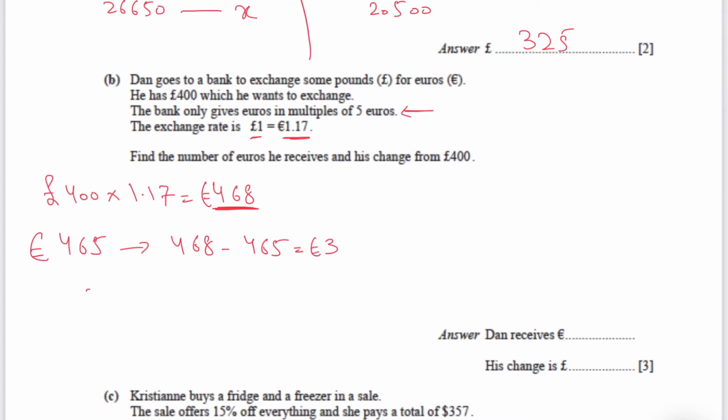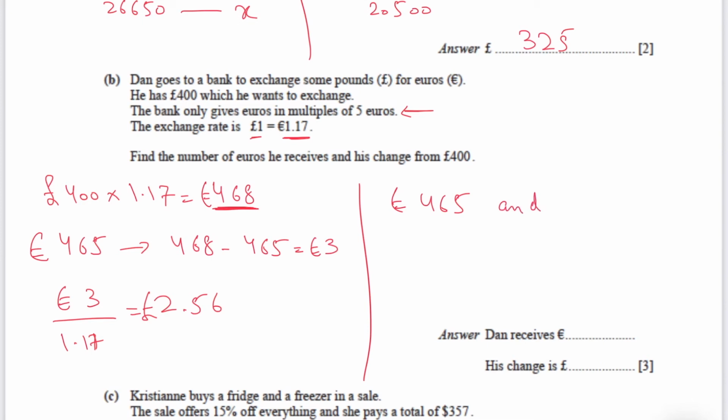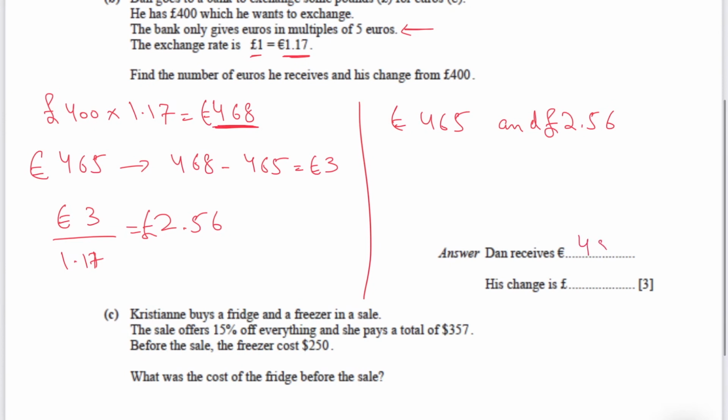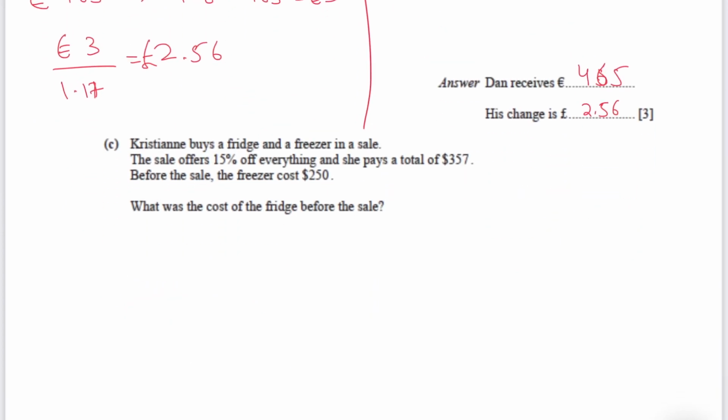We need to convert 3 euros back to pounds. So instead of multiplying this time, you divide this by 1.17. When you divide this by 1.17, you end up at 2.56 pounds. So he receives 465 euros and the change he gets is 2.56 pounds. So we write our answers over here: 465 and 2.56 pounds.